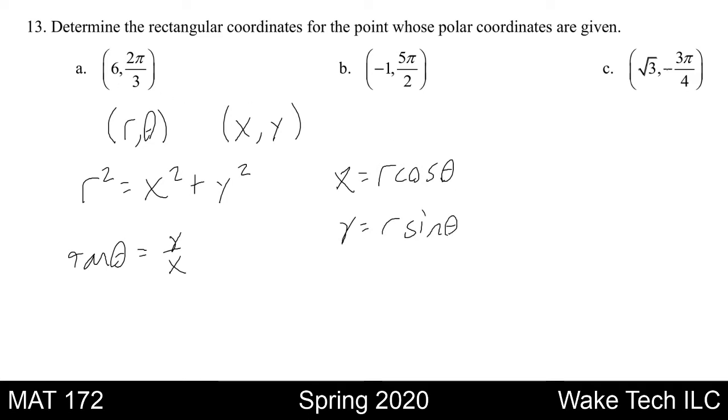Now, since all of the coordinates we're given right here are in polar form, we want to convert from polar to rectangular, and these two equations right here are most helpful.